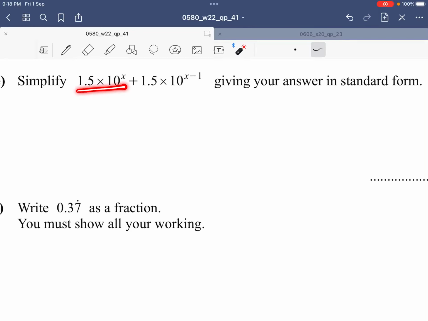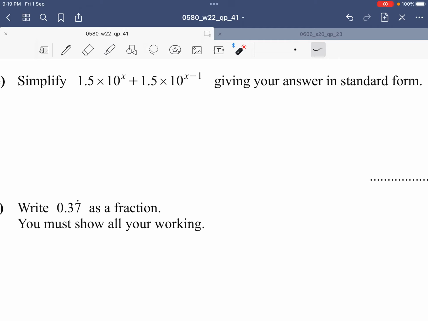We need to simplify this and give the answer in standard form, right? So we have two standard forms over here. To combine these two standard forms for addition, we have to factorize. And to factorize, the power for base 10 must be the same. However, the power here is obviously different. So we need to change them to the same power.